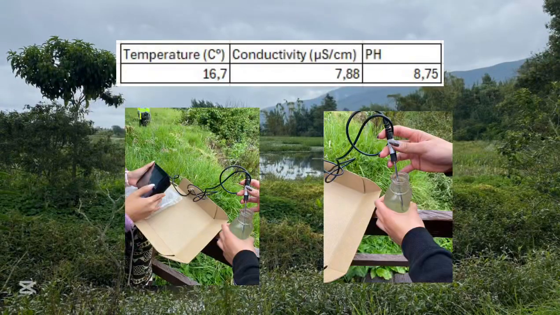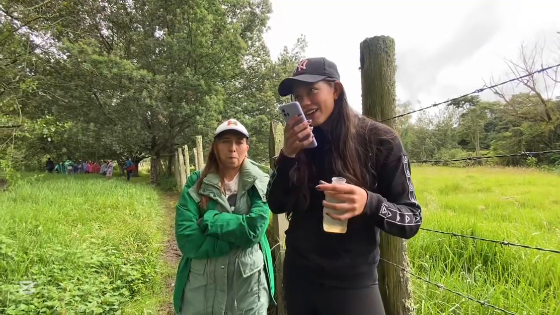A sample taken from the water indicates a moderate temperature of 16.7 Celsius, which is suitable for aquatic life, but it gives a high conductivity of 7.88 millisiemens per centimeter, which suggests a strong presence of metals or different pollutants. In addition, the pH of 8.75 is slightly alkaline, which could affect some sensitive species. These values point to a possible alteration of its natural balance and the ecosystem by human influence and the fragmentation of the Torca wetland.